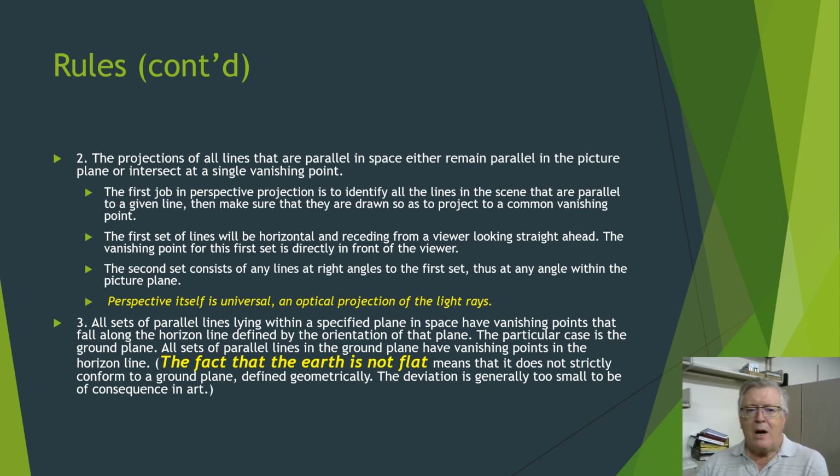All sets of parallel lines lying within a specified plane in space have vanishing points that fall along the horizon line defined by the orientation of that plane. The particular case is the ground plane. All sets of parallel lines in the ground plane have vanishing points in the horizon line.